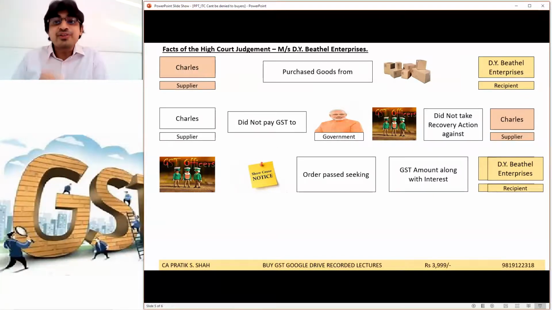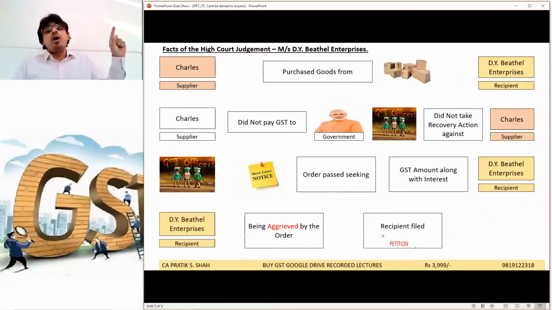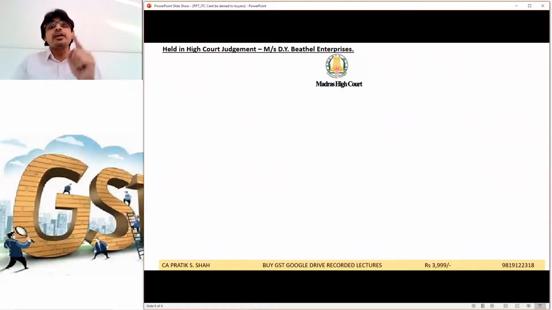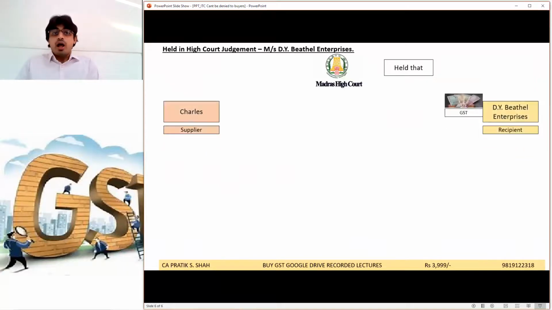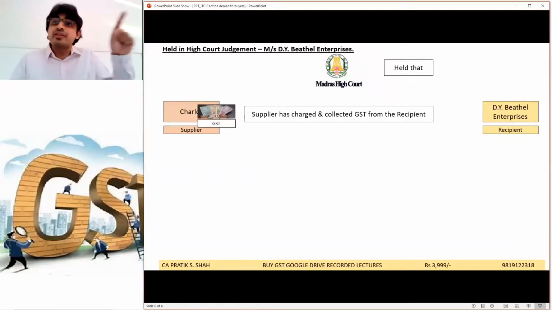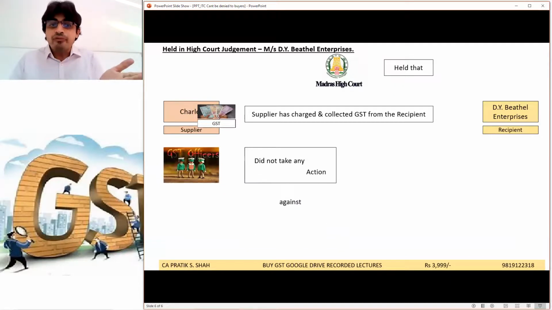What is this? So now the recipient, obviously, it was aggrieved by the order. They filed a petition. Where? In Madras High Court. Against this order, they filed a petition in Madras High Court. Now, thankfully, what did Madras High Court hold? Madras High Court held that the supplier has charged GST, collected GST, and recipient has paid GST to the supplier. Right? GST officer should have taken action against supplier.